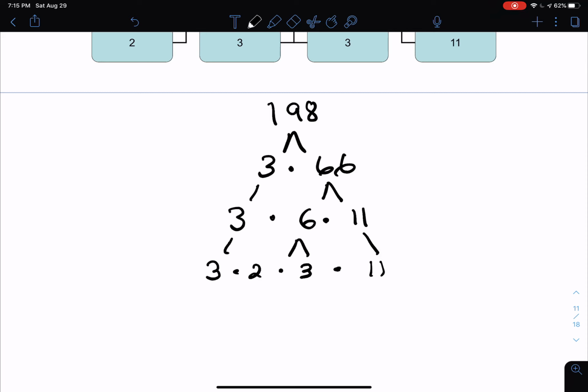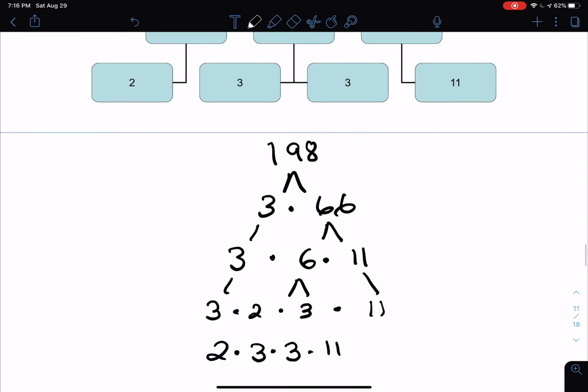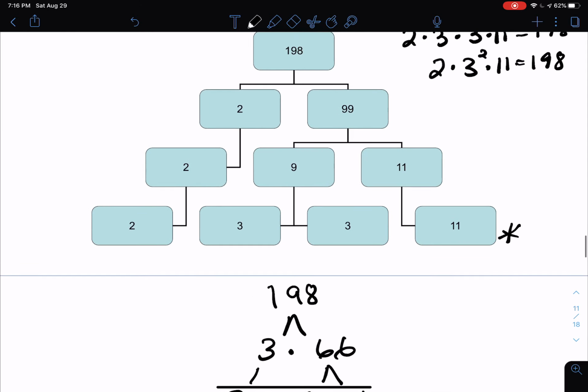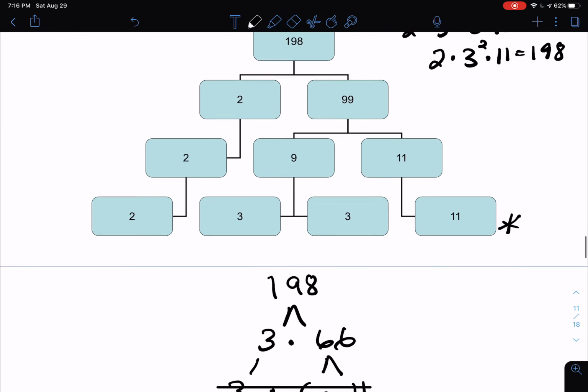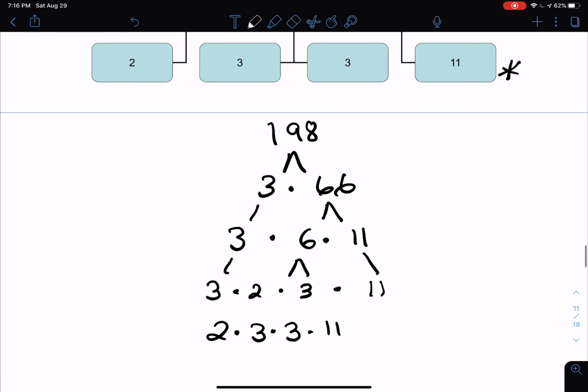Multiplication's commutative. Doesn't matter what order you multiply in. But just because I like to do this, I like to put the numbers in numerical order. So 2 times 3 times 3 times 11. Same result as up here. The factor tree looked a little different going down. The second and third tiers look different, but the final result was the same.